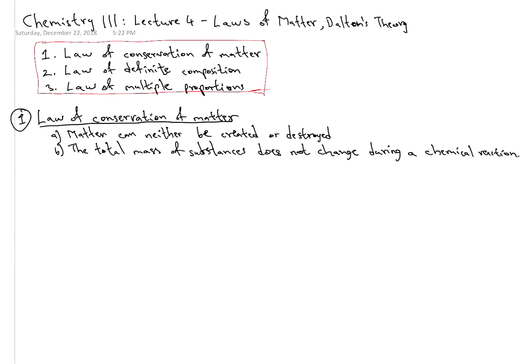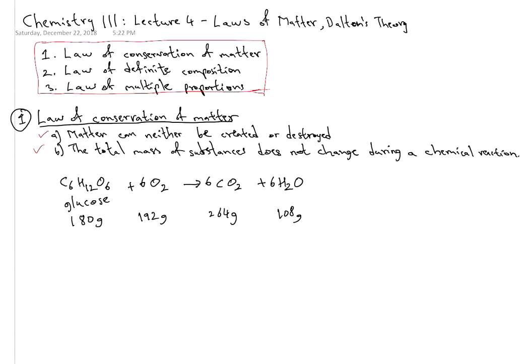So first law, the law of conservation of matter, it can be stated in one of two ways. The first way of stating it would be that matter can neither be created nor destroyed. Or, in other words, the total mass of substances in a chemical reaction does not change, meaning the sum of the masses of reactants will be equal to the sum of the masses of the product.